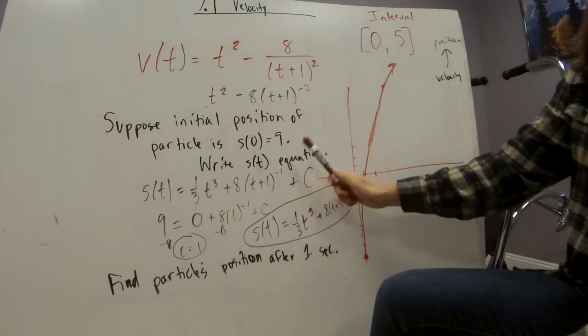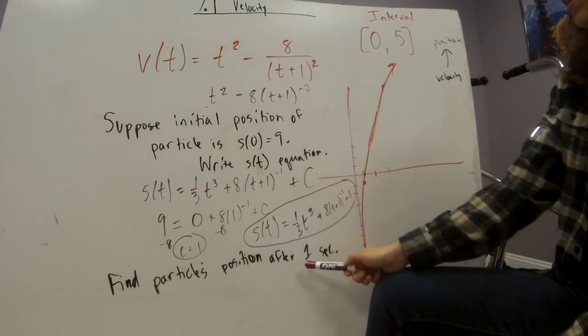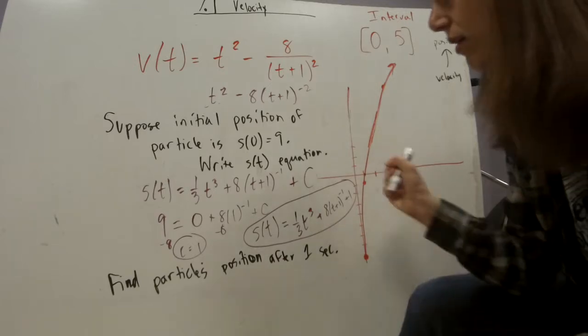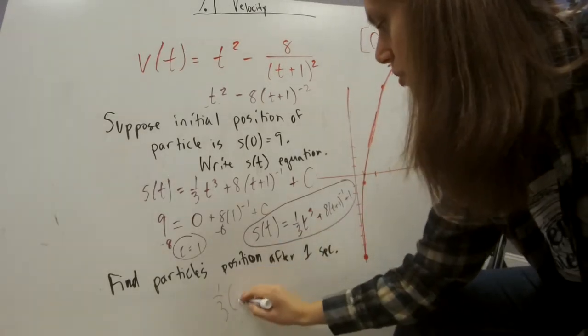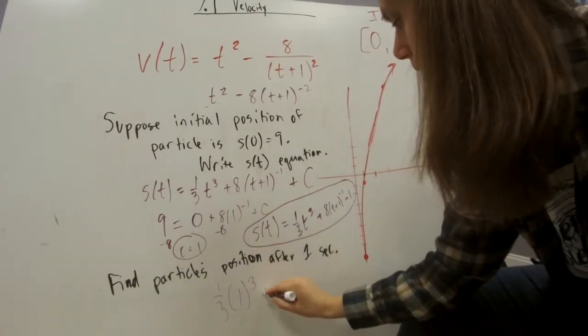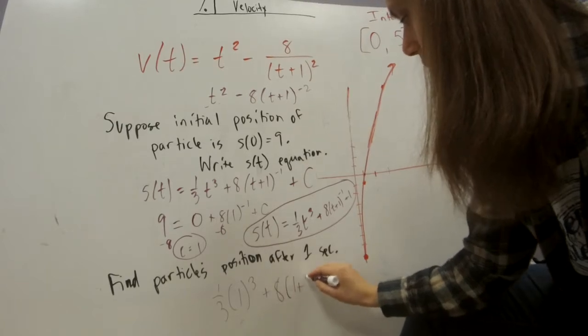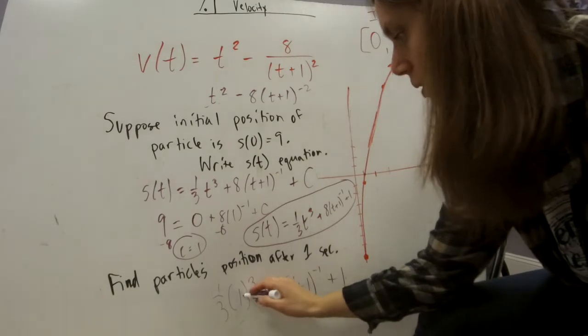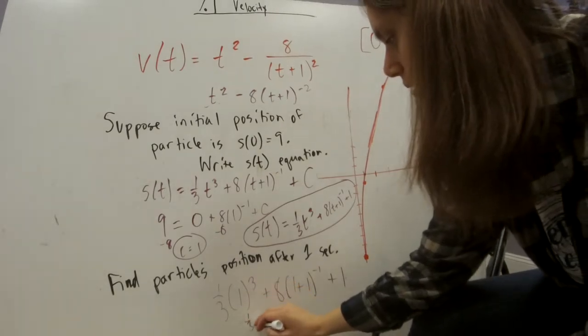Now, we did all the hard work for this one, because if we want to find the particle's position after 1 second, what do we do with the 1 second? Boom, we just plug it in. So we'd have 1/3 times 1 cubed plus 8 times 1 plus 1 to the -1 plus 1. 1 cubed is 1, that's 1/3.